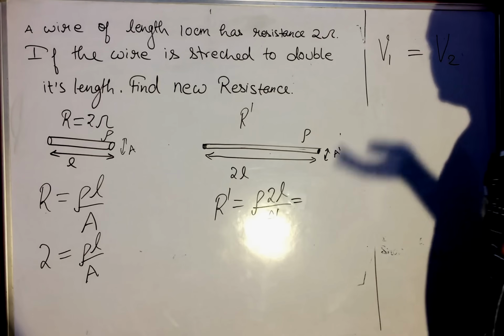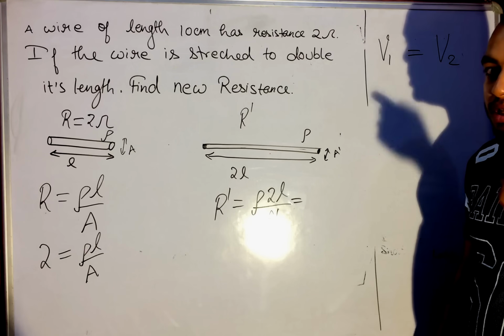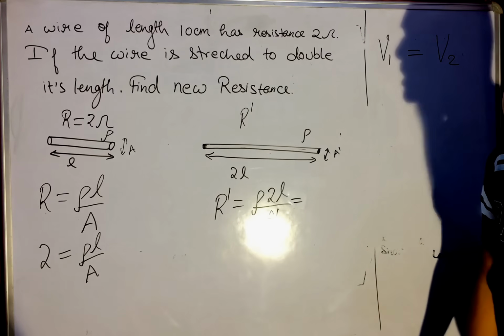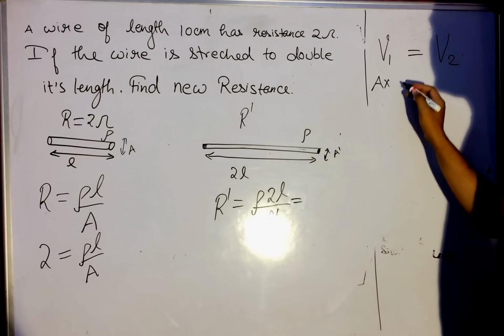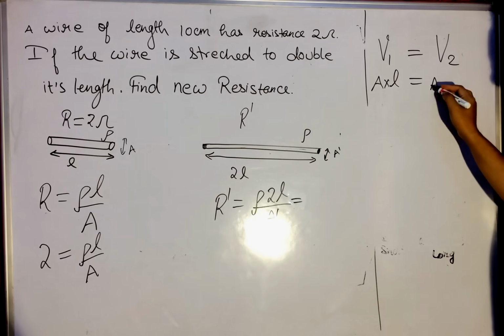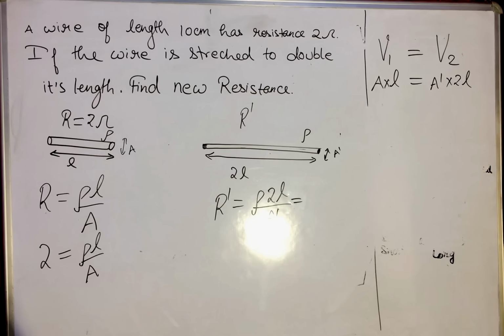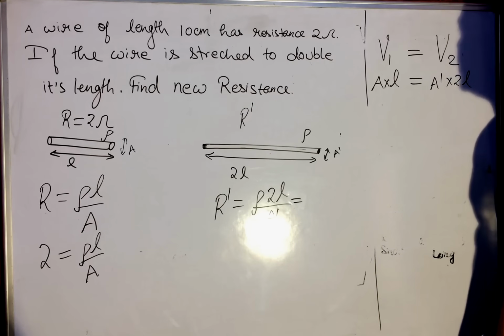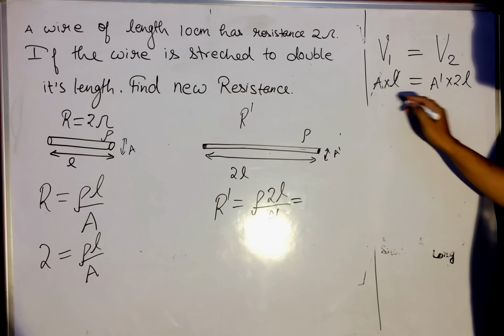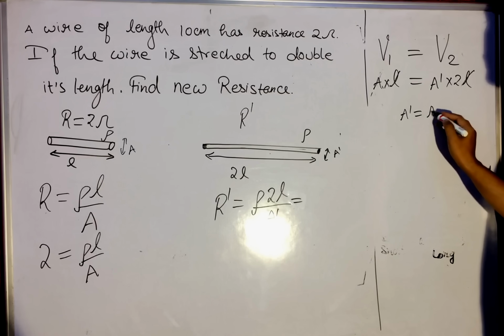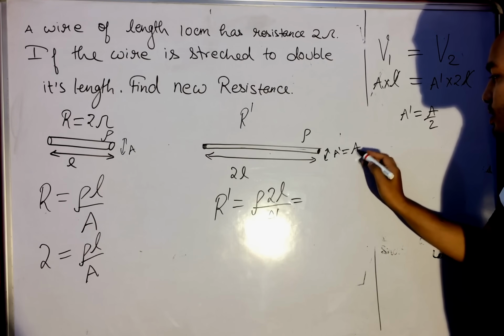The formula for volume is length into breadth into height. Length into breadth is area, so area into height, and height is length. On this side, area A dash into length. Volume is area into length. L cancels. A dash is equal to A by 2. So this is A by 2.